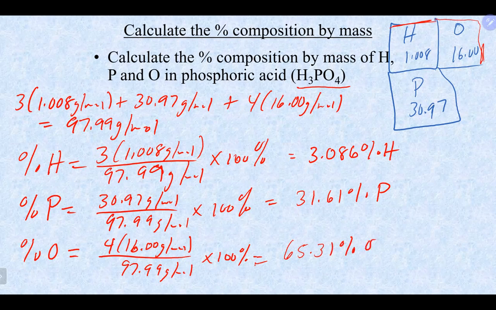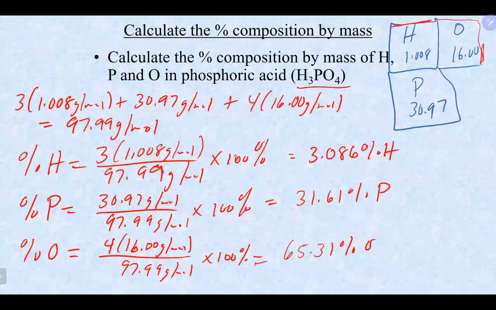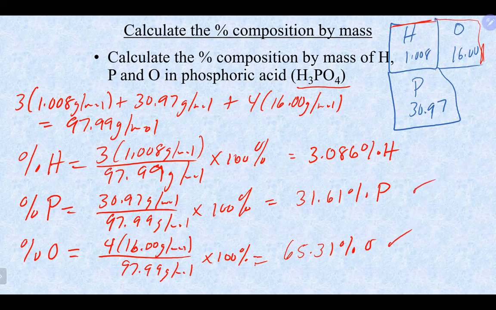oxygen. Once again, if we just quickly look at it, we hopefully got about 100% when we had all that together. Mostly made up of oxygen, followed by phosphorus in terms of the percent by mass. Any questions on any of those? Yeah.